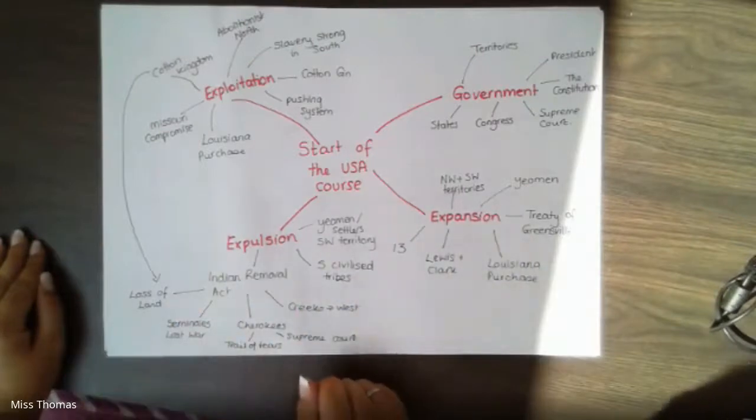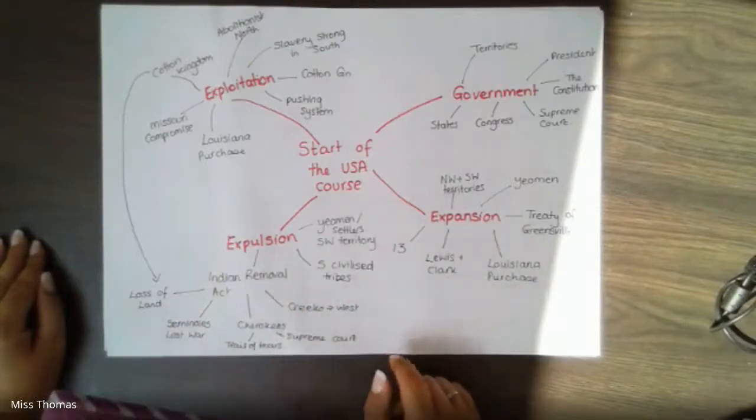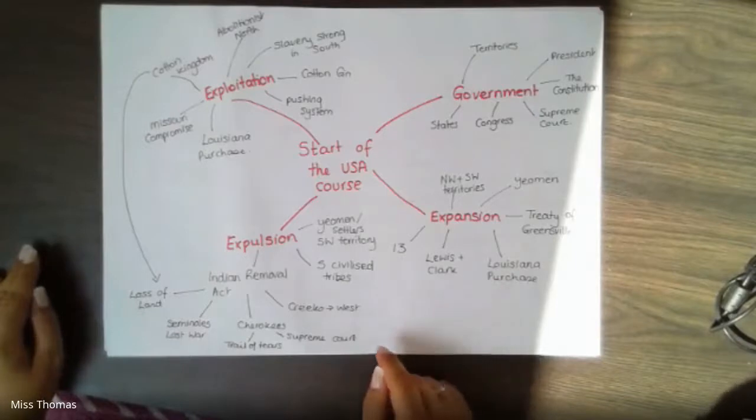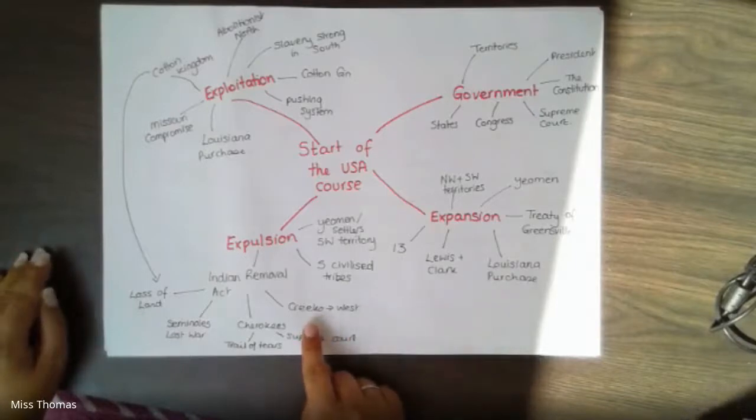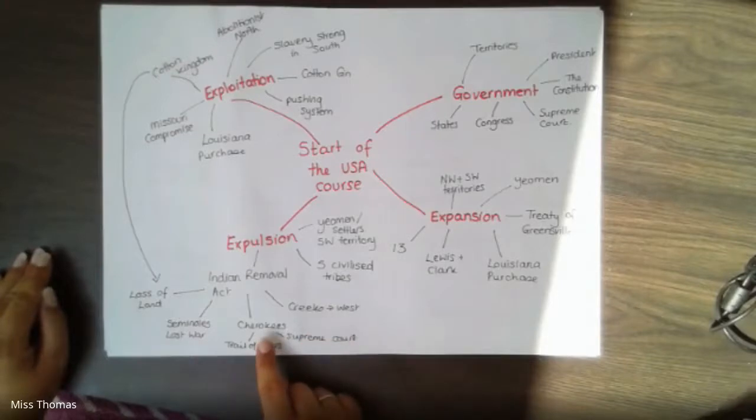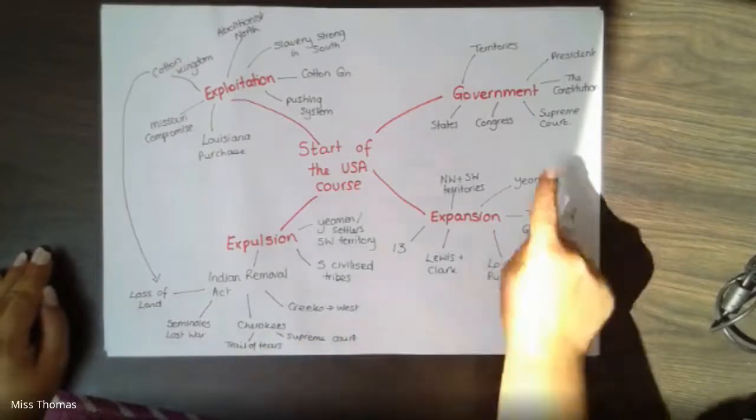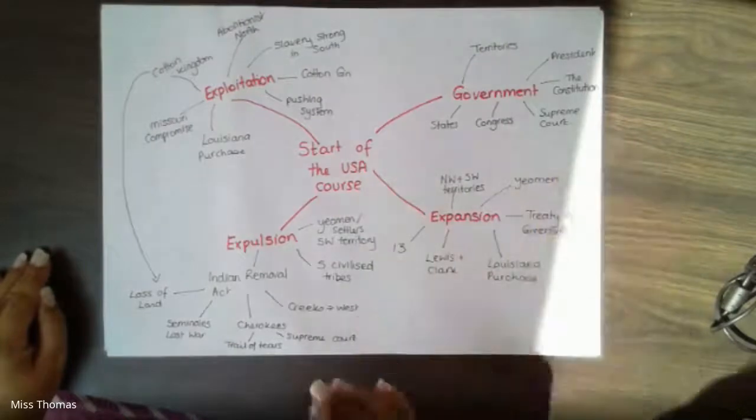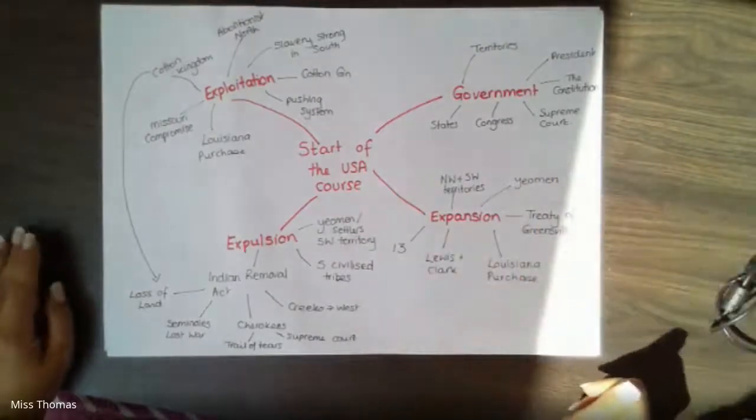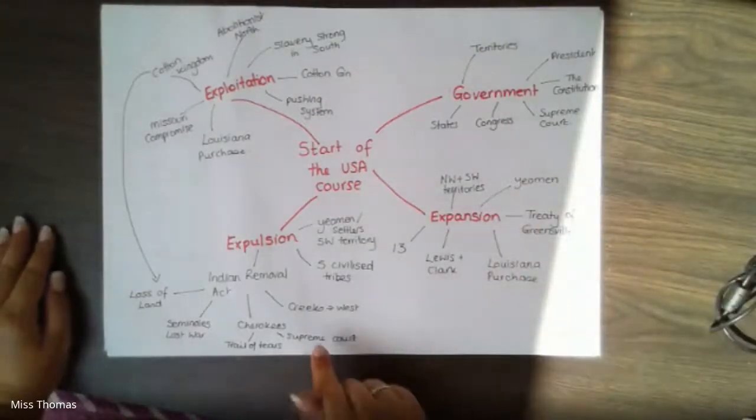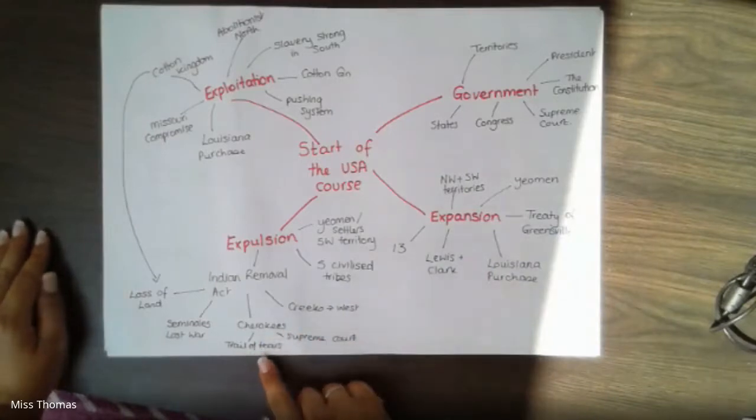further westwards. The Indian Removal Act was met with very different responses. So, for example, the Creek tribe moved westwards. The Cherokee tribe actually went to the Supreme Court, which we learned about up here. They tried to campaign and argue the case that they should be kept on the land. However, they failed and they were forced on the Trail of Tears.